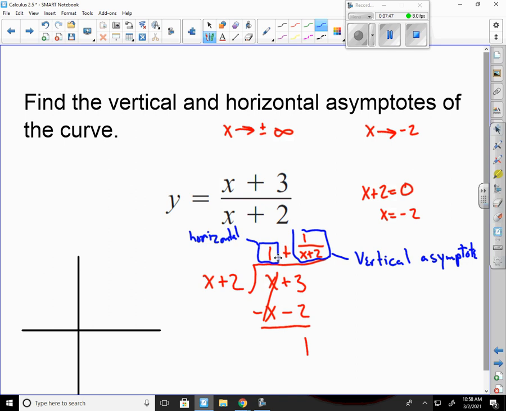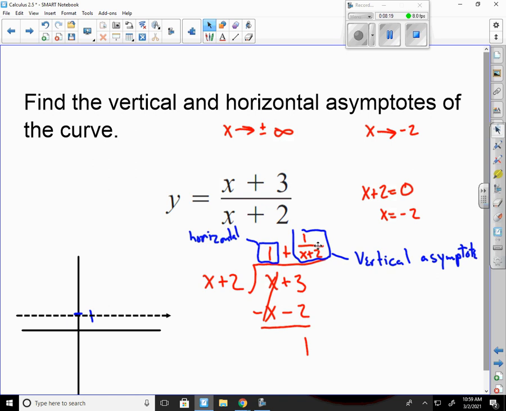Because now I can look at this first one, and that gives me the line 1 for my horizontal asymptote. It was going so well, and then it just like fell off on me. And then this line, 1 over x plus 2, is the vertical asymptote.